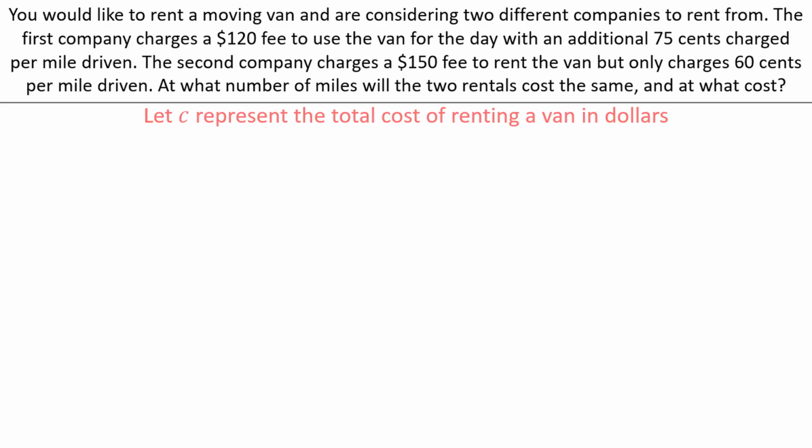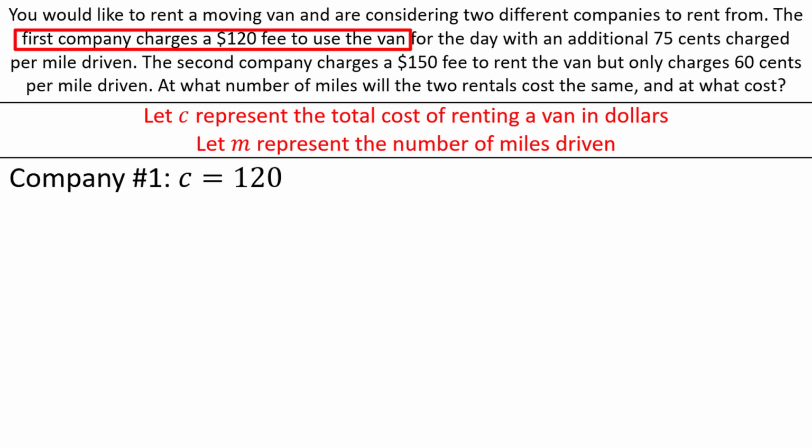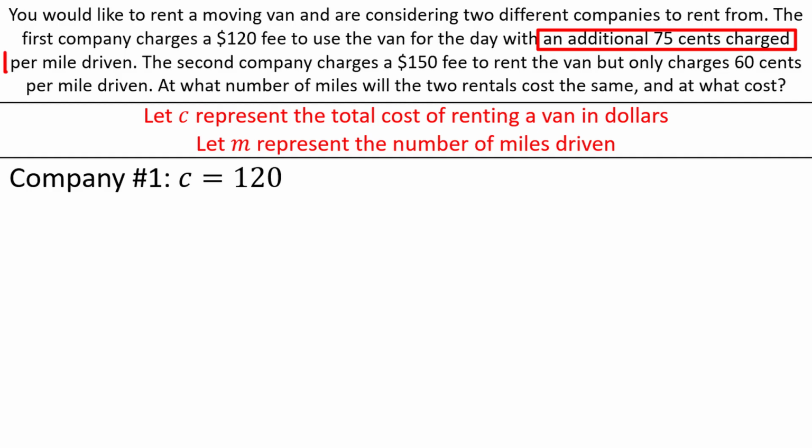Well, let's let C represent the total cost of renting a van in dollars, and let's let M represent the number of miles driven. Again, it wouldn't be a bad idea for you to pause the video to see if you could determine what our two equations will look like. Alright, we are told that the first company charges $120, meaning that our cost, C, is equal to $120 for company 1. But in addition to the flat $120 fee, an additional 75 cents is charged per mile.